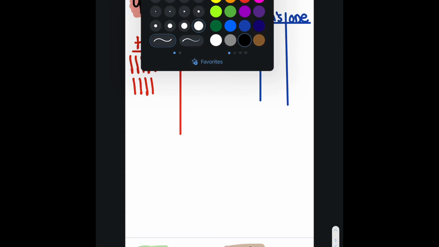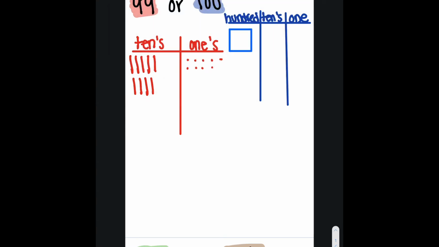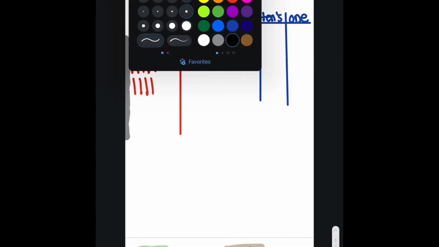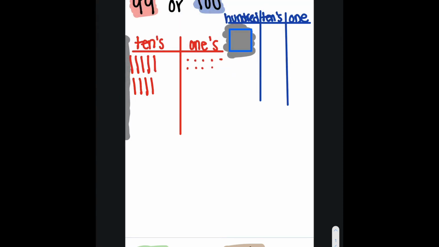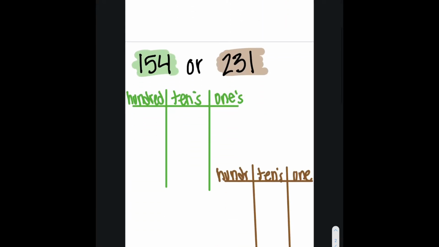And here we see that there is 100 in the hundreds place on the blue side, and there's no hundreds on the red side. Therefore, 100 is going to be greater than 99, because there's more hundreds in 100 than there is in 99. And then we can move on to the next one. So we have 154 or 231.